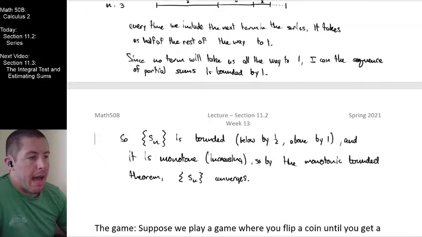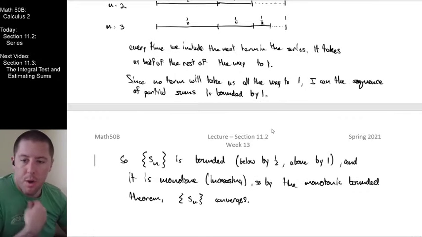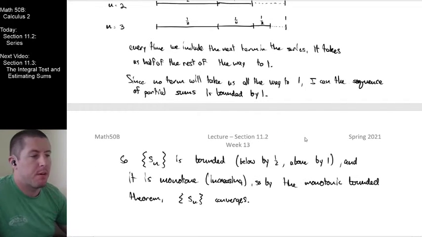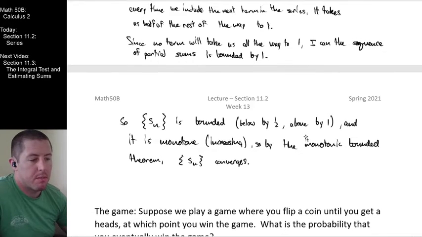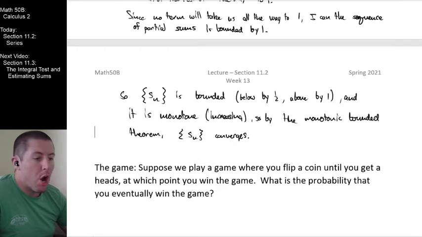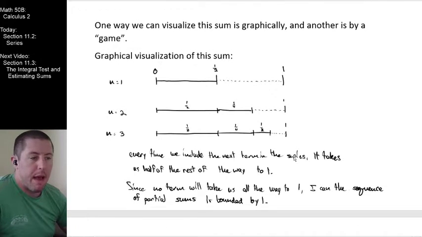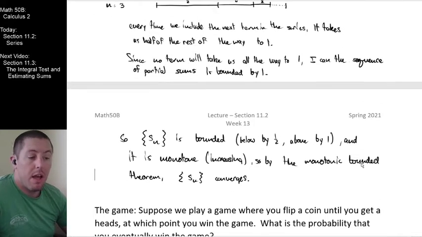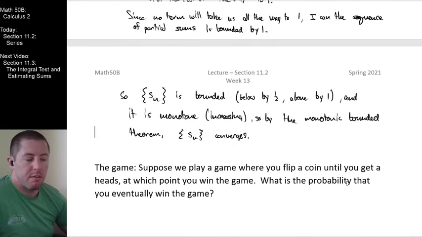So if we keep on adding one new term, one new term, one new term, and we add up the terms through those first n terms, we're going to see that that sequence is going to converge, right? I kind of know this converges because I can see that it's bounded, and I can see that it is monotone. Therefore, by our monotone bounded theorem, that sequence of partial sums is going to converge.